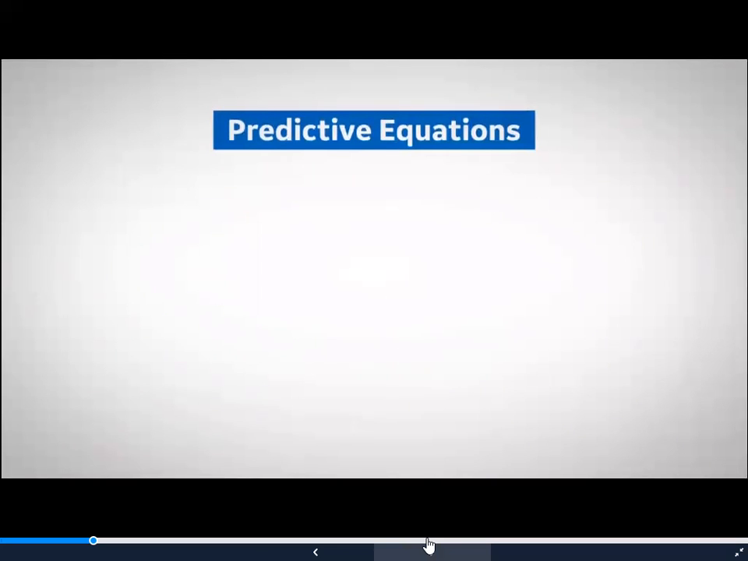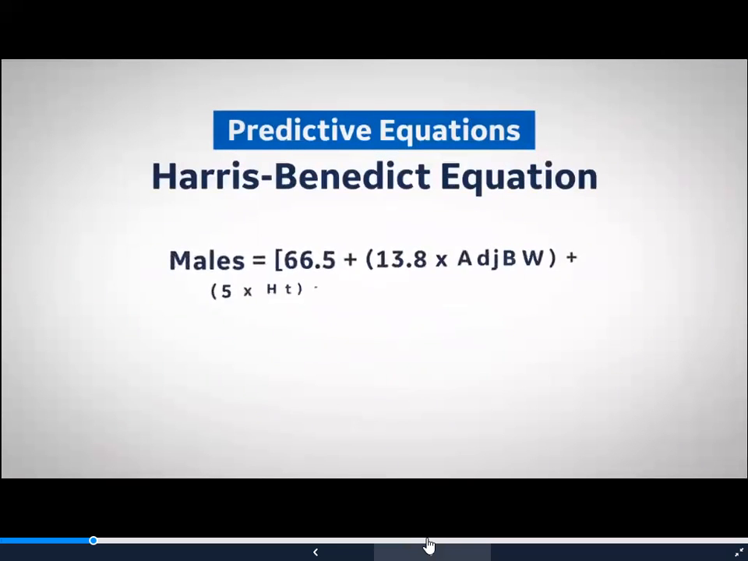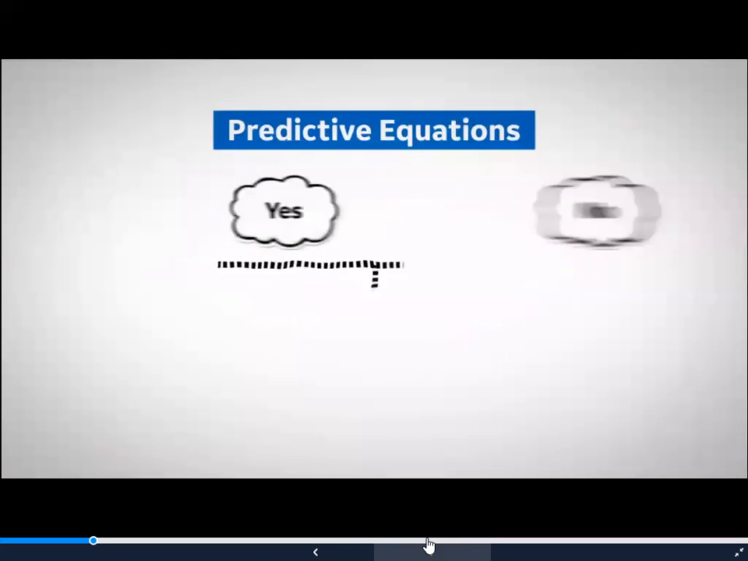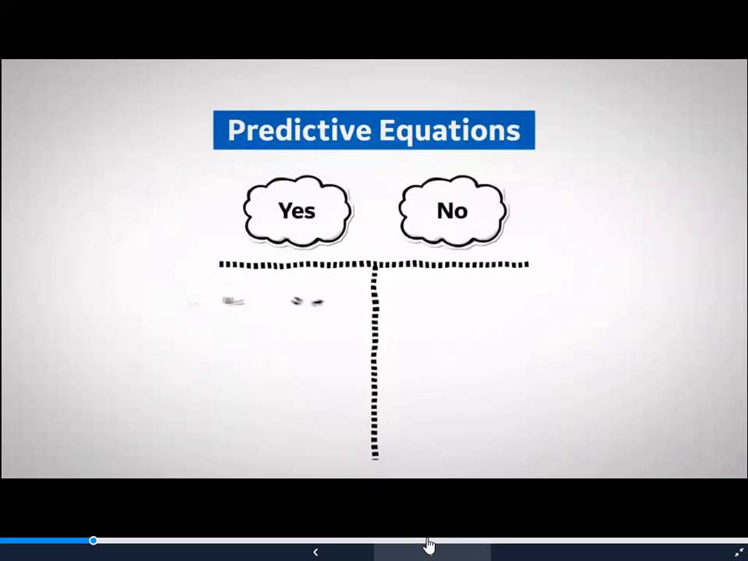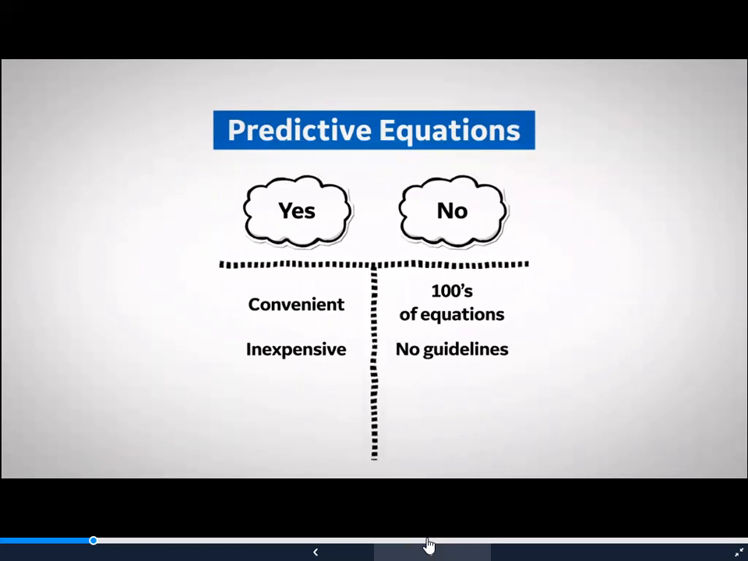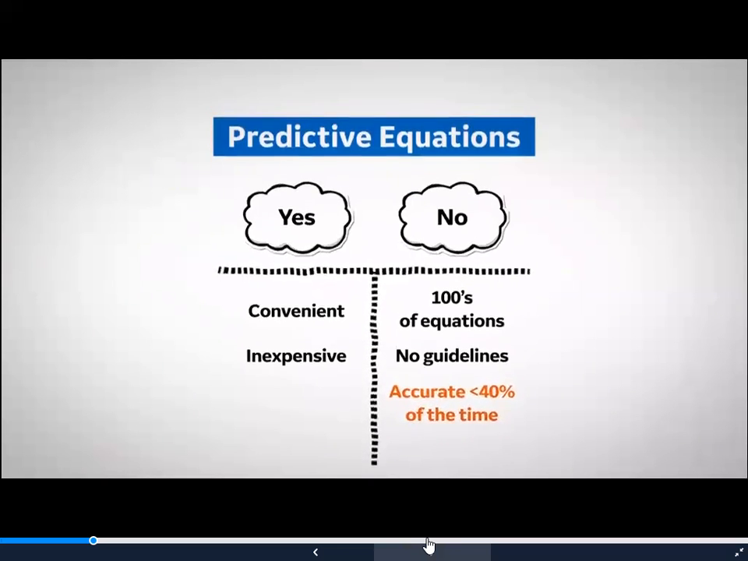One tool is predictive equations to estimate energy expenditure. As an example, this is the Harris-Benedict equation. Predictive equations are often used because they are convenient and inexpensive. Unfortunately, they have many drawbacks. There are hundreds of equations. There is lack of consensus about which equations are the best to use, which leads to significant practice variation. And they are only accurate less than 40% of the time. Less than 40%? Let's get another tool, shall we?